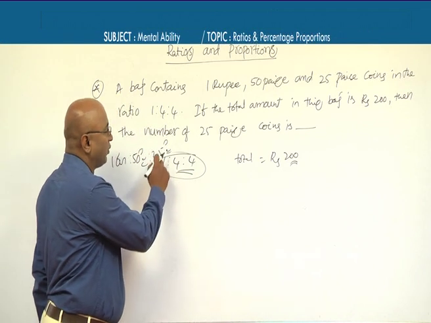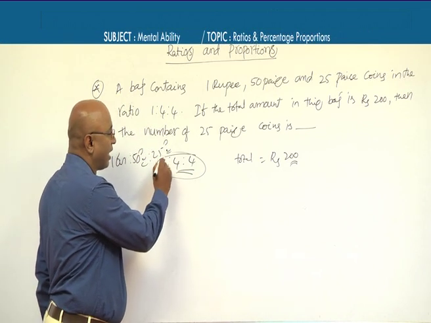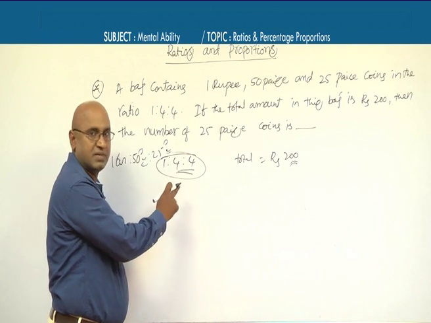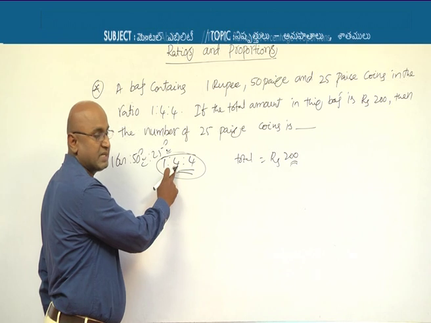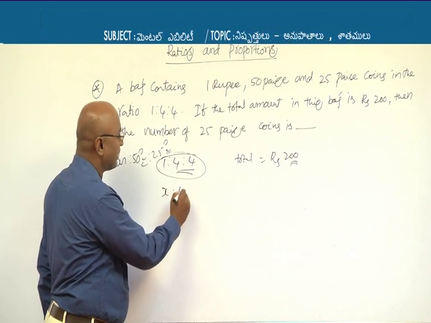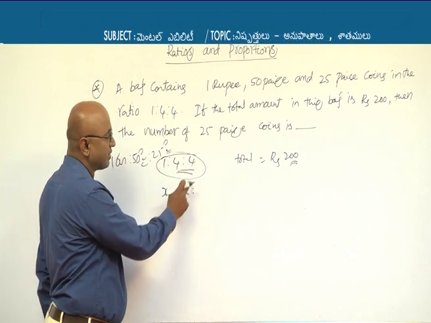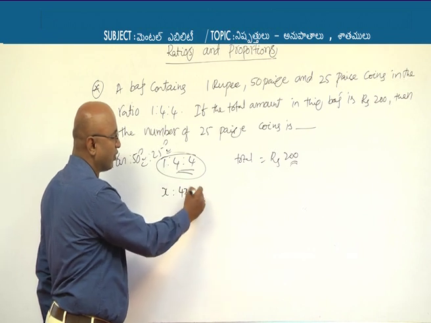Suppose 1 rupee coins, if it is 1 part, 50 paise is 4 parts. Suppose 1 rupee coins are x, then 50 paise coins are 4x, and 25 paise coins are also 4 times, so it is 4x.